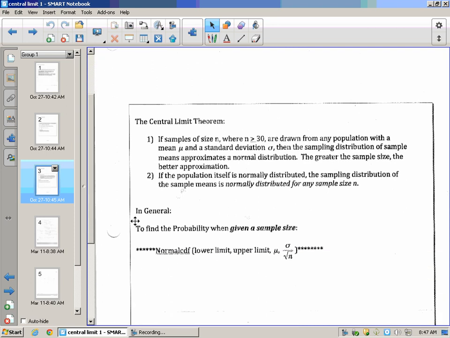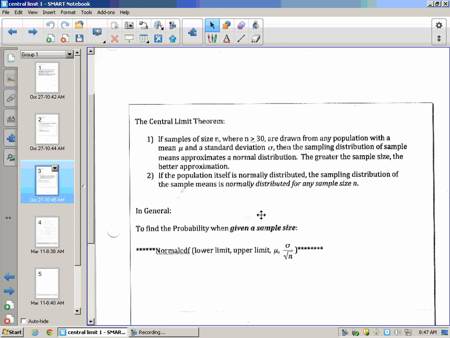Then we go into the central limit theorem. The central limit theorem says that if n is greater than or equal to 30, drawn from any population with a mean and a standard deviation, then the sampling distribution of the sample means approximates a normal distribution. The greater the sample size, the better the approximation. So what they're saying is that we're going to make a deduction about the population mean from the sampling.